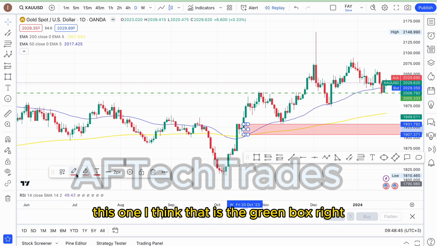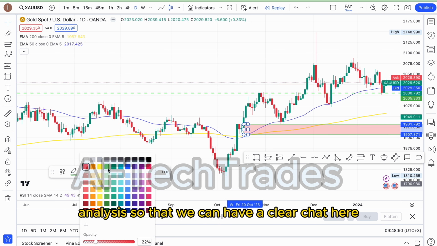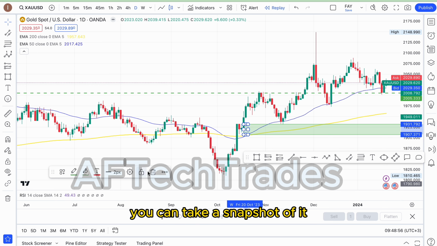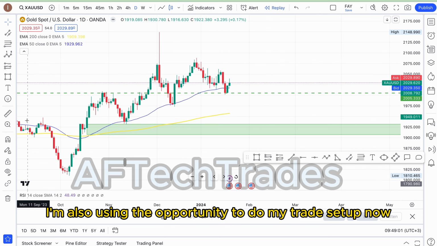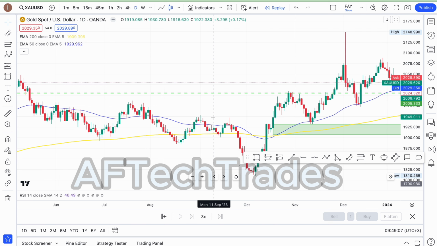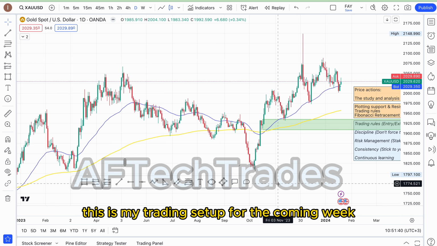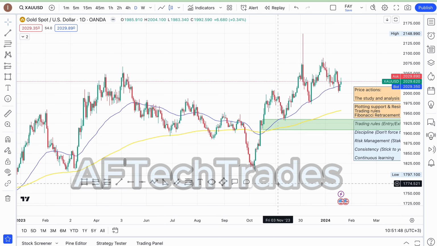I think that is the green box, right? Remember, I cleared the ones we use for the analysis so that we can have a clear chart here. After we do this analysis, you can take a snapshot of it, because I'm also using the opportunity to do my trade setup now. This is my own trade setup for the coming week. So I'm going to bring it all in here to see what the opportunities are.